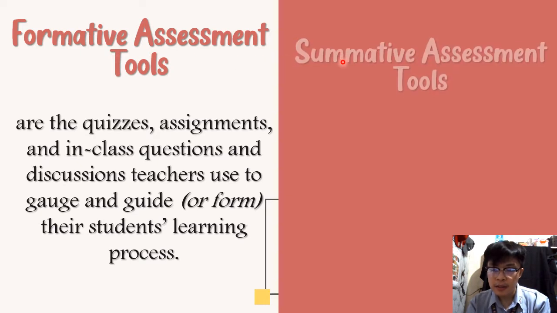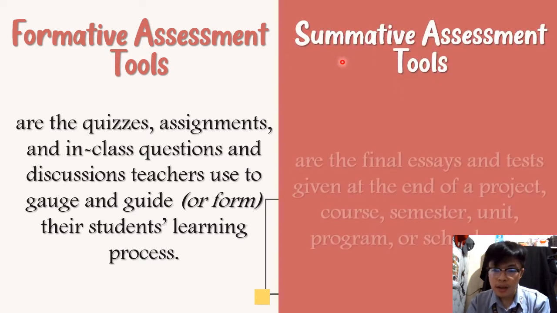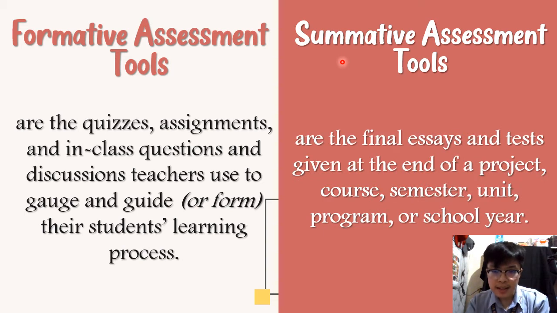Next one is the summative assessment tools. So these are the final essays and tests given at the end of a project, course, semester, unit, program, or school year. So summative assessment tools are given and mostly seen at the end of semester or a quarter. This is to sum up all of the learnings that a student has gained from the previous semester or quarter. So the examples of it are midterm exams, quarterly exams, finals, and projects.